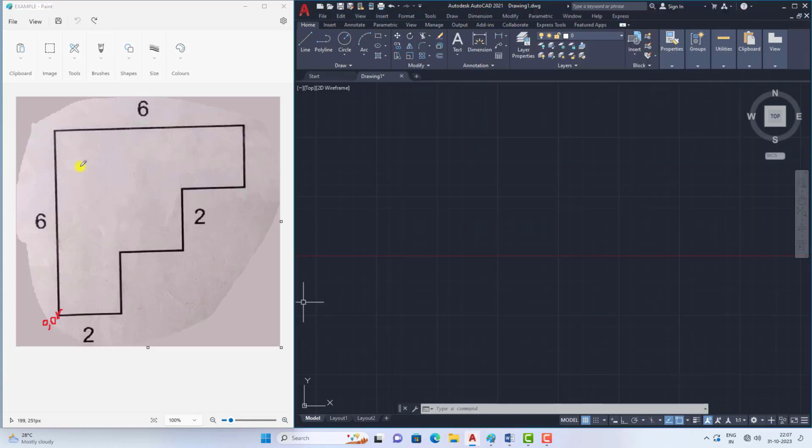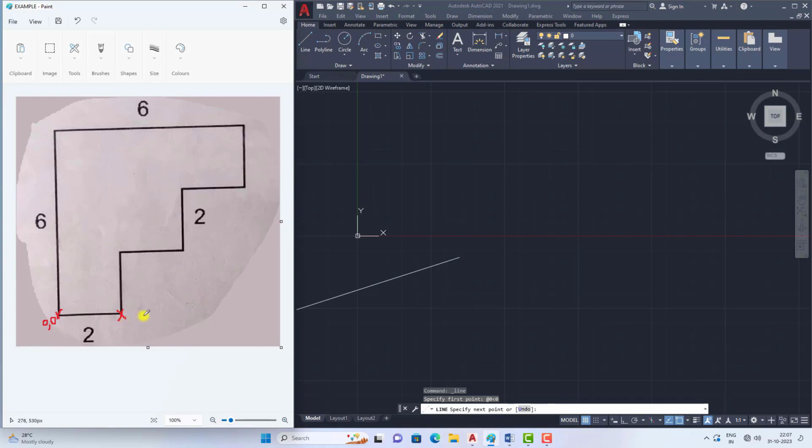Now we will complete this diagram by using this third type of relative polar coordinate system. So I am taking the line command. I am giving the first point as @0<0 and press enter. So the origin point is taken here in this system, and now I need to come to this point.